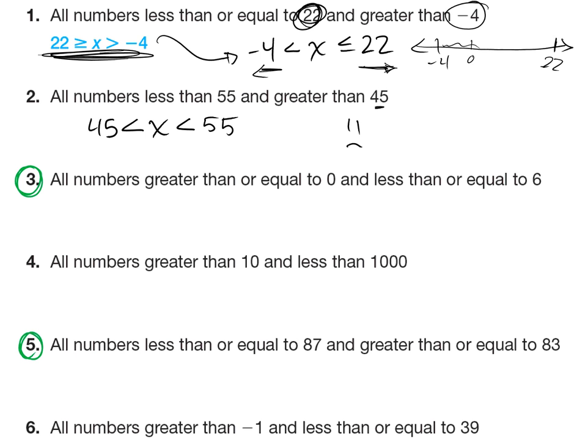Number 5, all numbers less than or equal to 87 and greater than or equal to 83. So again, I would start with this 83, and they both say "or equal to," so I'm using this symbol. So here I have all numbers x that are greater than or equal to 83. The x's are greater than or they equal to 83, and they are less than or equal to 87. Again, this is my preferred answer because I'm showing the smallest things on the left and going to the largest items at the right.